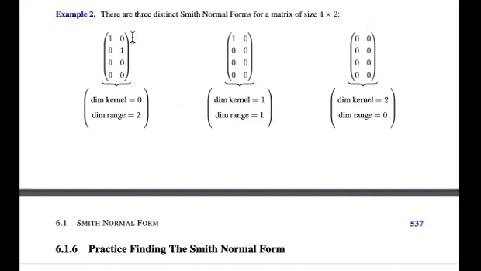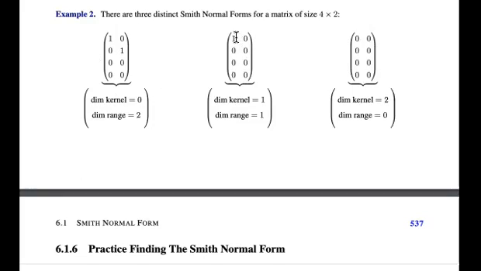It is injective because there are no columns of zeros. But see how there are rows of zeros? That means it's not surjective. Surjective means there are no rows of zeros. Injective means there are no columns of zeros. No columns of zeros means injective; no rows of zeros means surjective. Actually, none of these would be surjective at all. This is the only one that's injective.